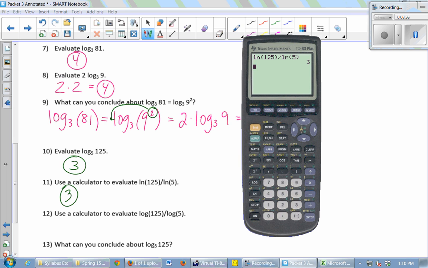Let's see what happens if I use the log button instead of the ln button. If I do log of 125 divided by the log of 5, I also get 3. So you can actually change the base to anything you want. I did base e and base 10 because my calculator has those buttons, so that turns out really handy. In fact, Abby, I think you were asking me yesterday how you get your calculator to do a base 5. If you wanted your calculator to do log base 5 of 125, you could just type in either of those.